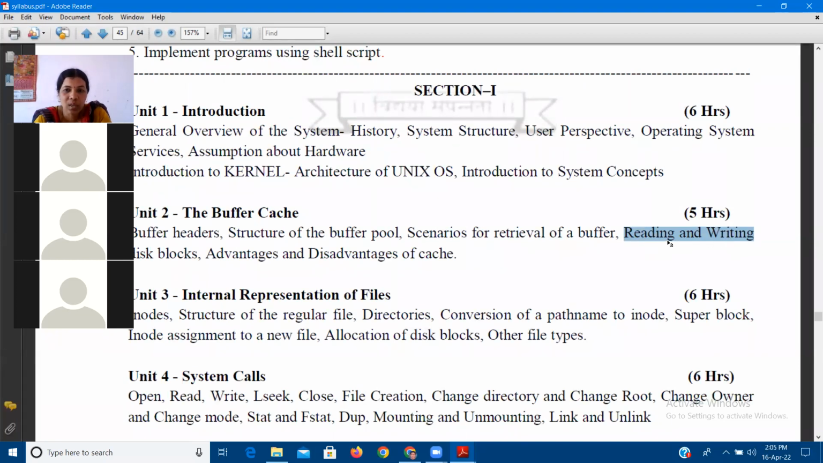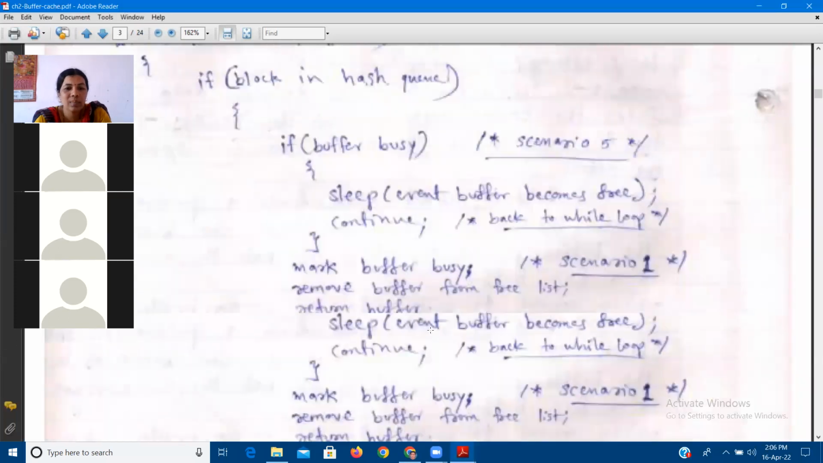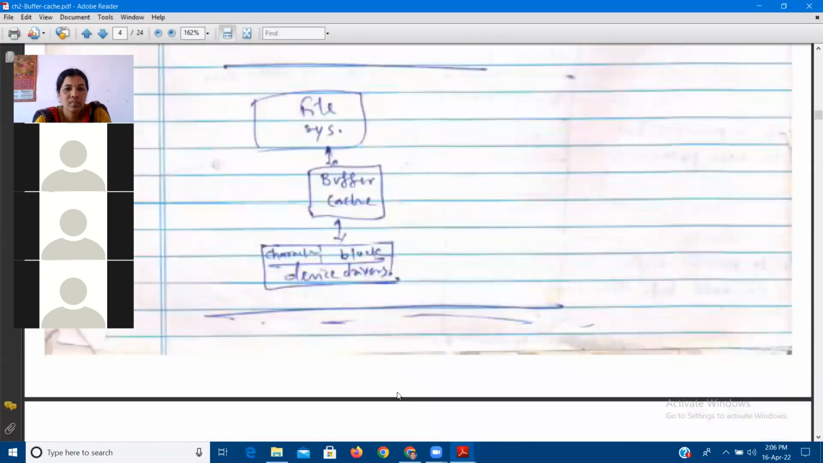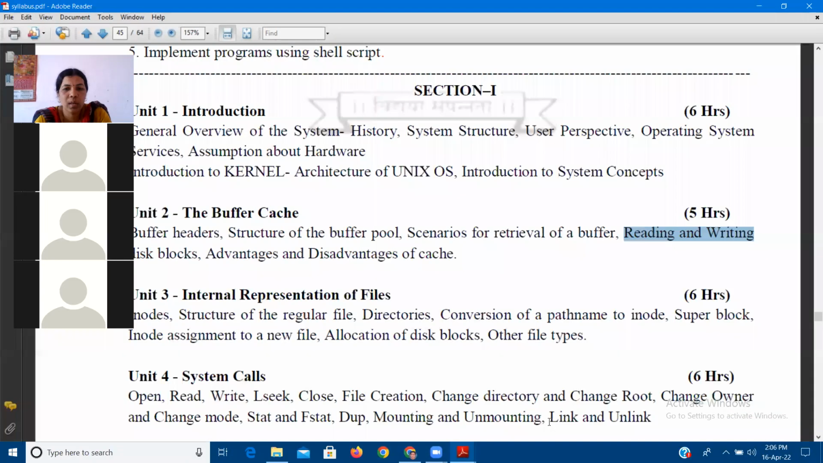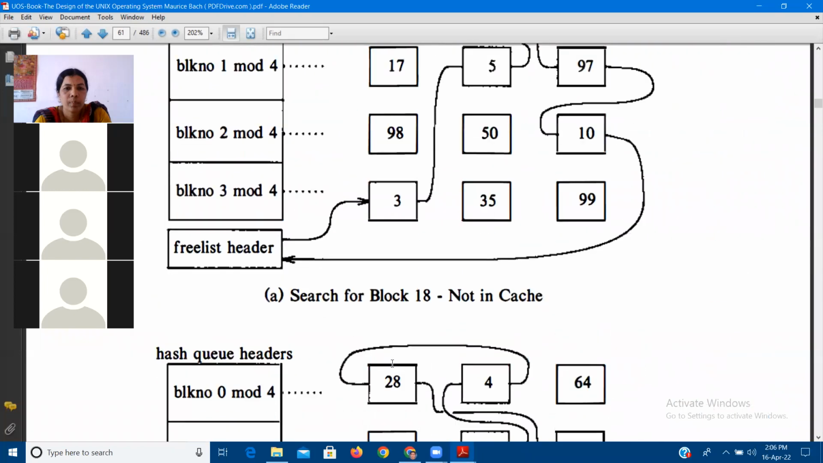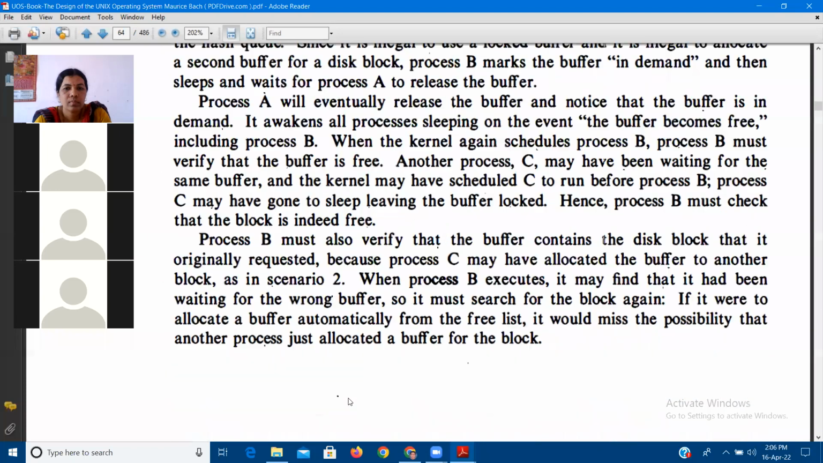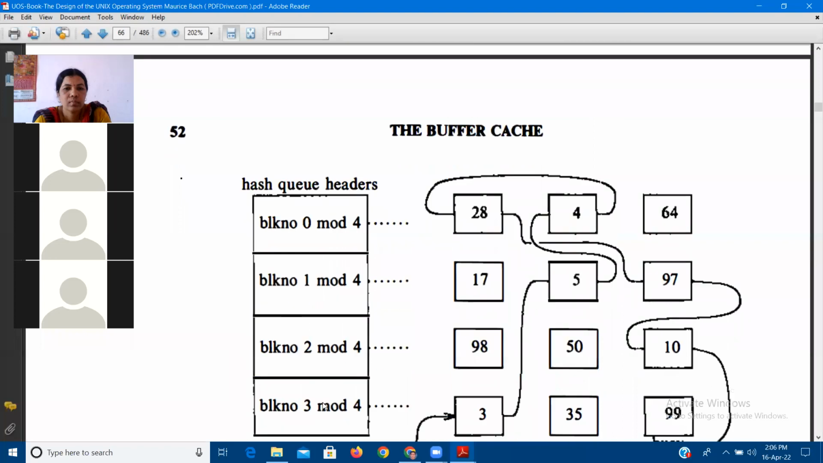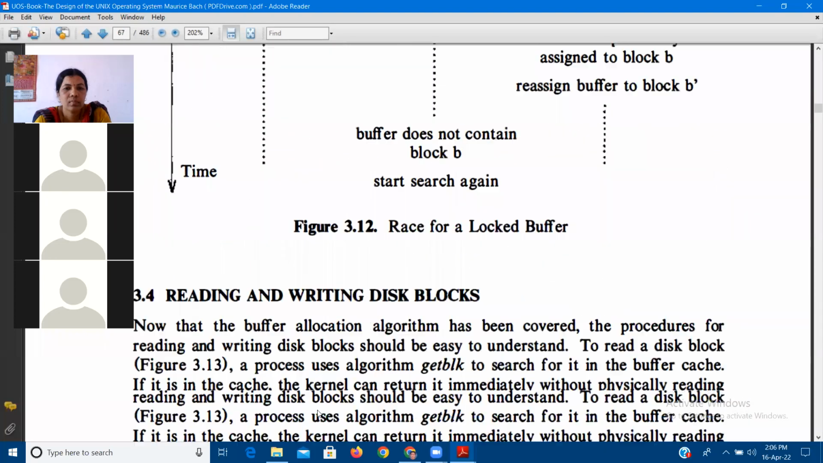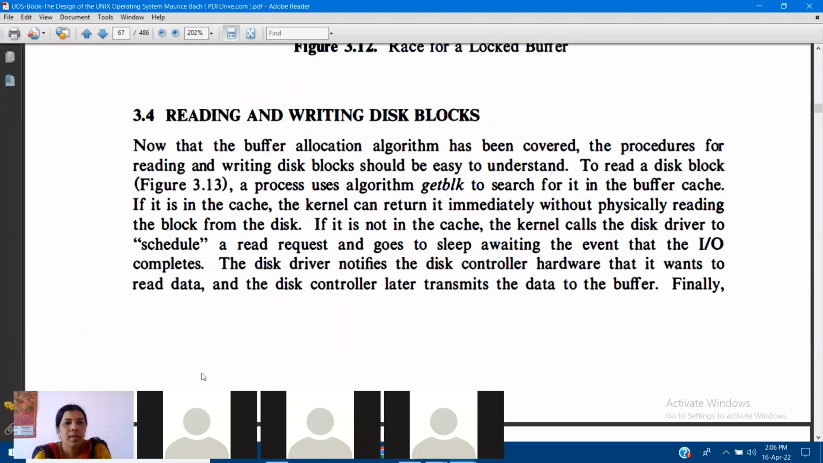Okay, we'll proceed to the next point, reading and writing disk blocks. So note down the point, reading and writing the disk blocks. We'll take the help of the book only. Okay, so this is the point, reading and writing disk blocks.